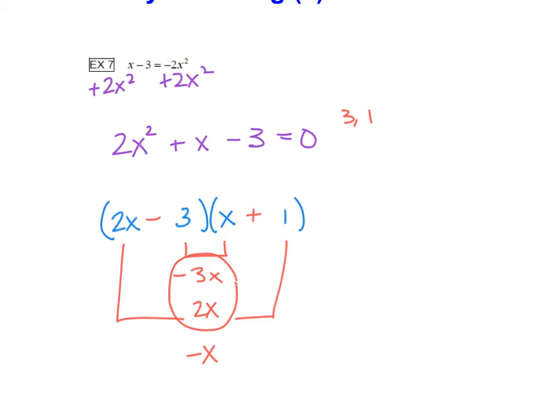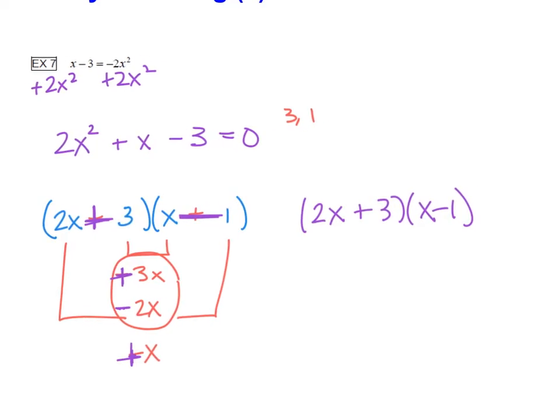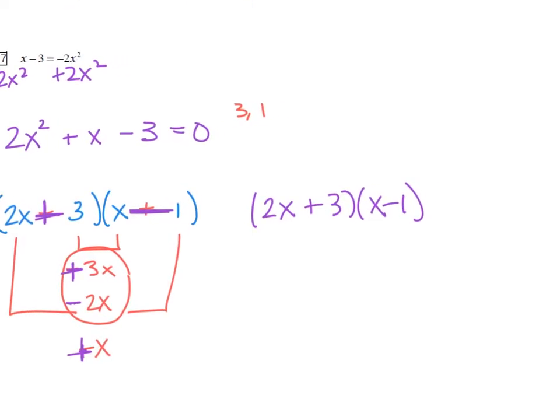So the way that we fix that is we say, well, if this was a positive 3 and that was a negative 2, that would give us a positive x. So basically, we just change our signs. This becomes a positive, this becomes a negative. But of course, that looks really sloppy, so we like to rewrite our answer: 2x plus 3, and then x minus 1. And then let's not forget, this is part of an equation solving problem, so it does equal 0.